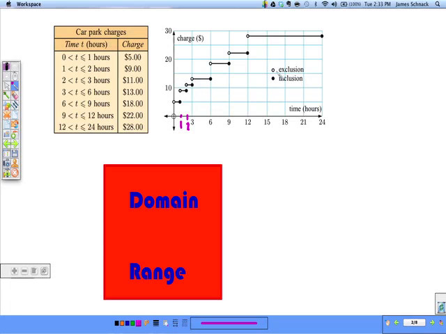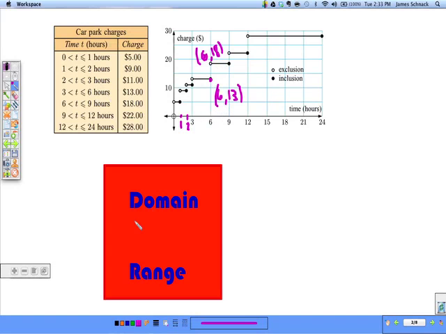This open dot means we're excluding that. This point, 6, 18, right there, that open dot, is not part of this graph. The output for 6 is 13. We go up from 6, we see the included dot right there.